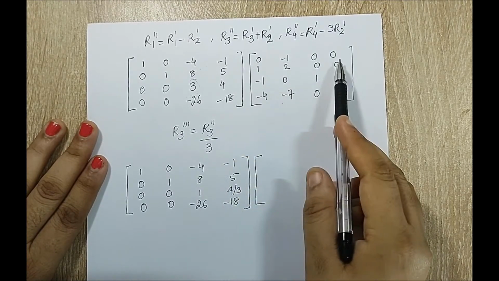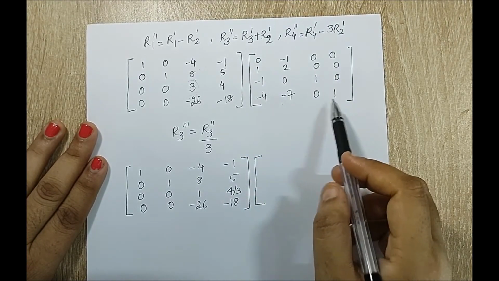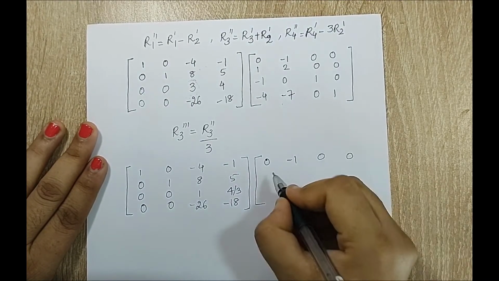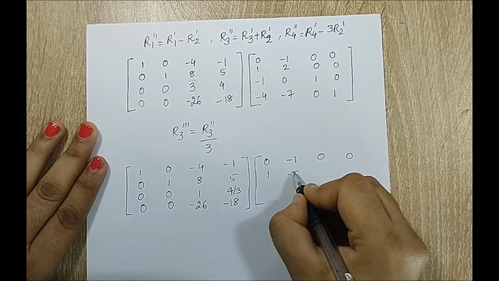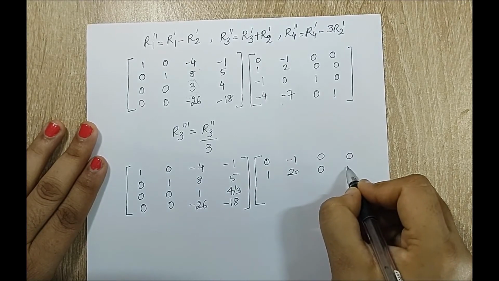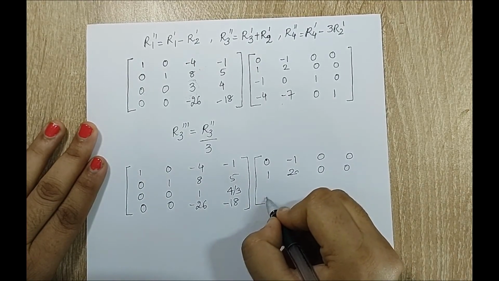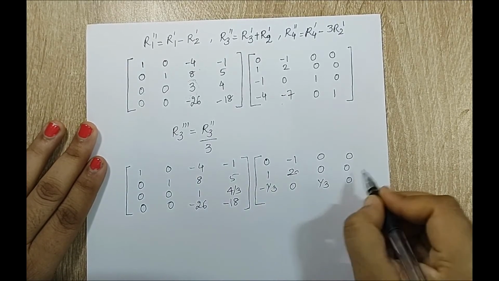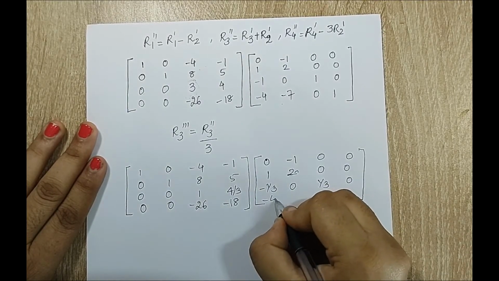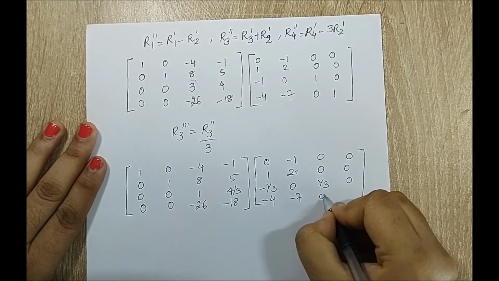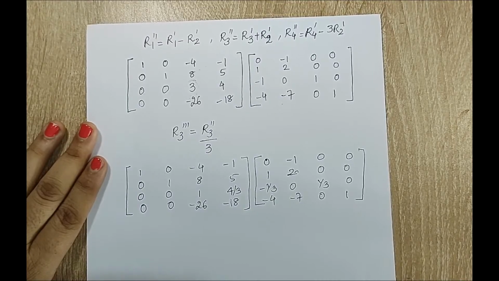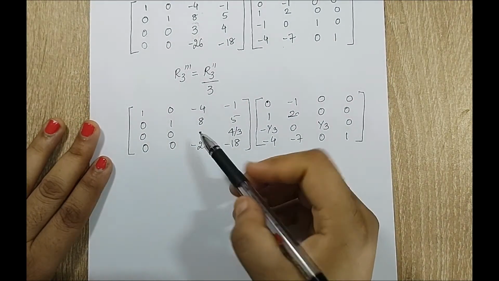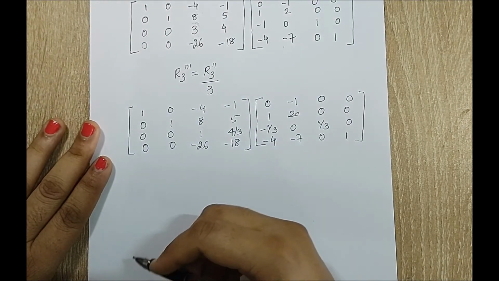Here also the first row, second row and fourth row will remain the same. So 0, minus 1, 0, 0, 1, minus, okay, it's 2, 0, 0. This will be minus 1 by 3, 0, 1 by 3, 0. And finally it will be 4, minus 7, 0, 1. So I just copied the rows from above. Next, I will work towards converting these elements as 0.